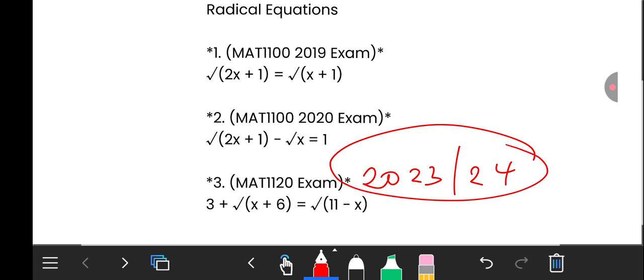Solve the radical equation: 3 plus square root of x plus 6 is equal to square root of 11 minus x. So how can you solve this equation?